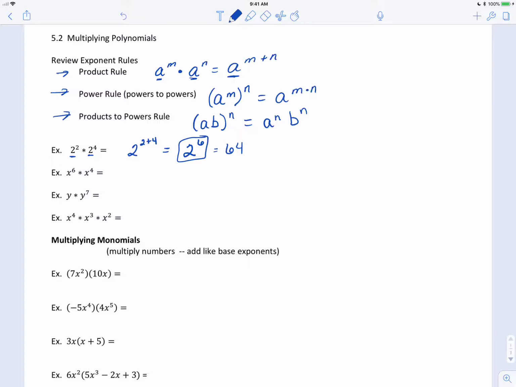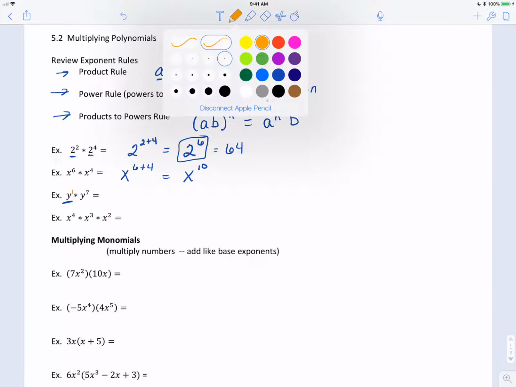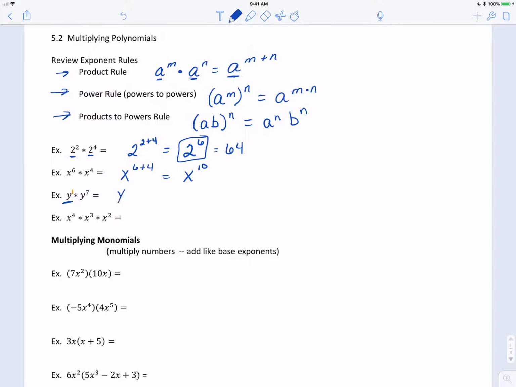Okay, so x to the 6th power times x to the 4th power means x to the 6 plus 4 power, which is x to the 10th power. Now, the next example is y times y to the 7th power. Well, what power does this one have? Remember, if nothing is up there, it's an automatic power of 1. So we have to remember that there is that little imaginary 1 there. So that's y to the 1 plus 7, so y to the 8th power.